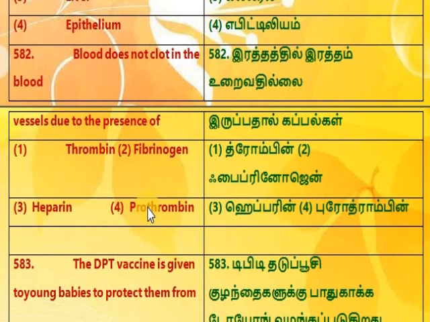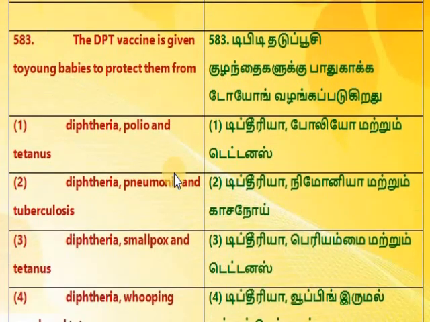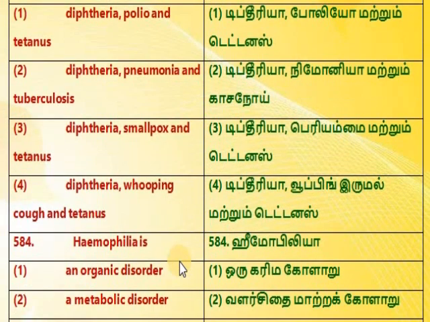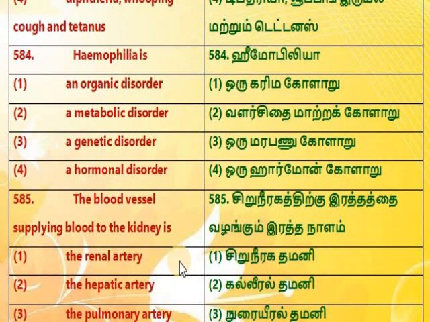582. Blood does not clot in the blood vessels due to the presence of: 1. Thrombin, 2. Fibrinogen, 3. Heparin, 4. Prothrombin. 583. The DPT vaccine is given to young babies to protect them from: 1. Diphtheria, polio, and tetanus. 2. Diphtheria, pneumonia, and tuberculosis. 3. Diphtheria, smallpox, and tetanus. 4. Diphtheria, whooping cough, and tetanus. 584. Hemophilia is: 1. An organic disorder, 2. A metabolic disorder, 3. A genetic disorder, 4. A hormonal disorder.